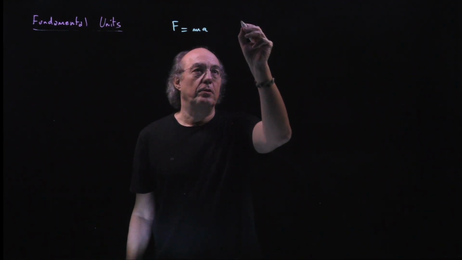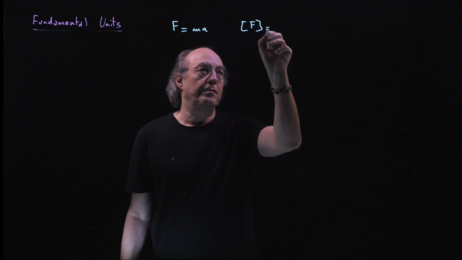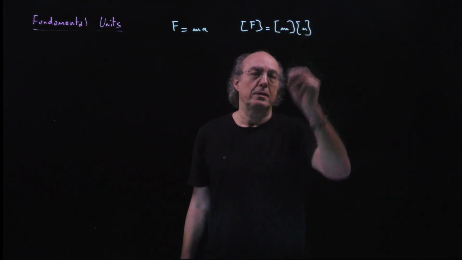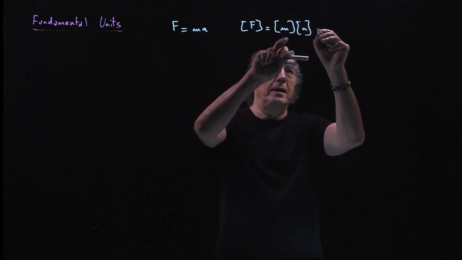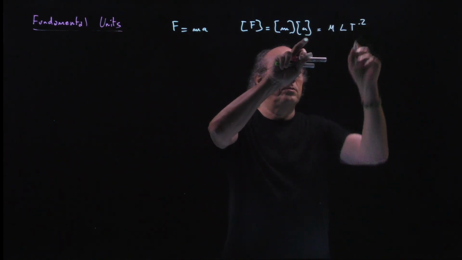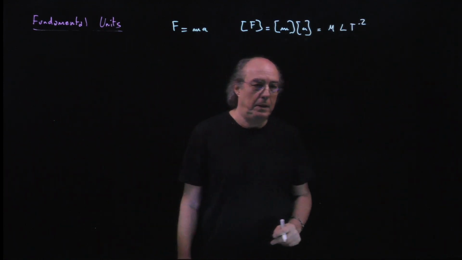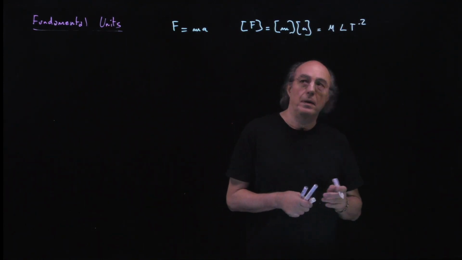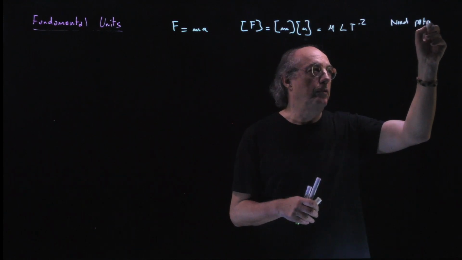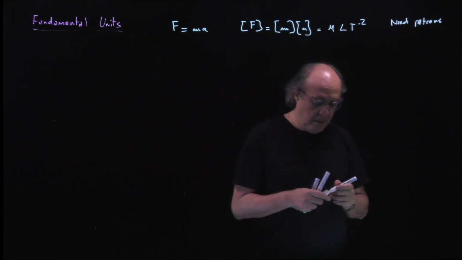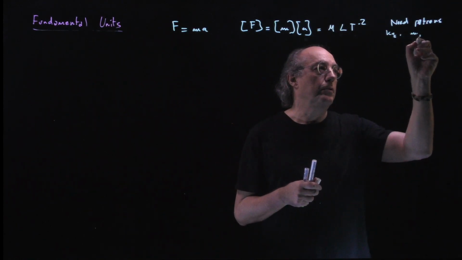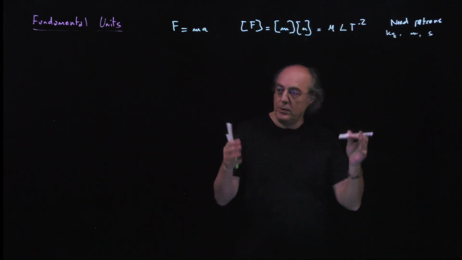And let me use the notation of brackets to mean the dimensions of force, which must be the dimensions of mass times the dimensions of acceleration. For mass, I have M, and for acceleration, I have L T to the minus 2. So M, L, T means the magnitudes mass, length, and time. What we need is definitely patterns for those three magnitudes, and we have chosen to call them kilogram, meter, and second. So we need to define patterns for these three.